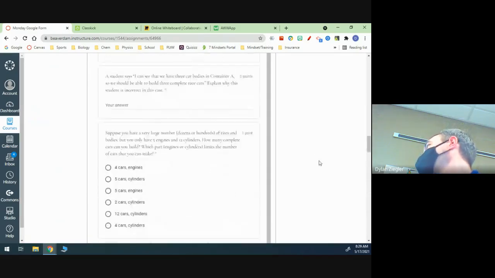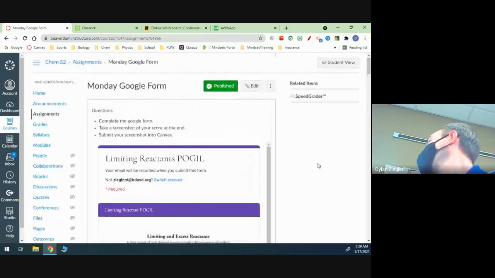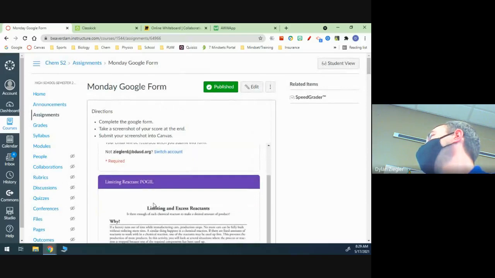Don't forget, a common thing students are forgetting: anytime you do a Google form, you've got to take a screenshot of your score at the end and submit it to Canvas. Otherwise, they don't talk, and I've got to search through 90 names to find out what you scored on there. If you screenshot it, boom, it's right there for me. I can get that in right away.